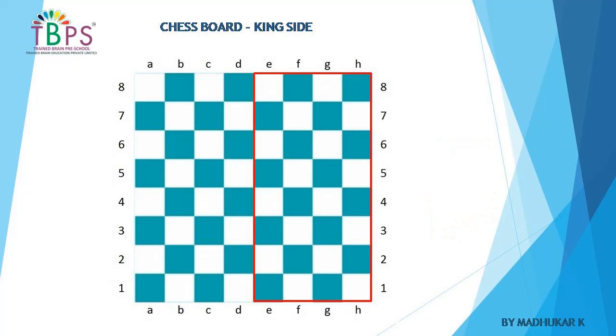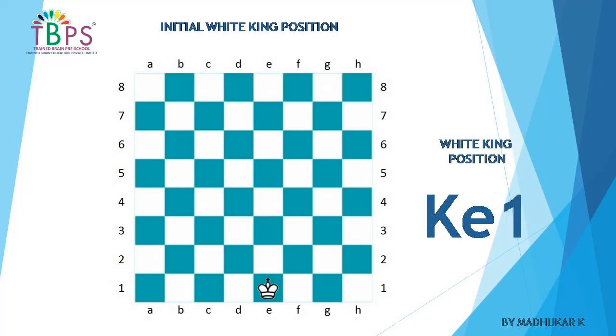The side where the files E to H are displayed is called the king side of the board because E1 and E8 are the squares where the white and black kings are placed.